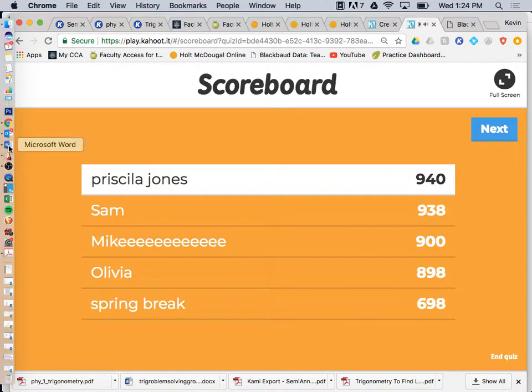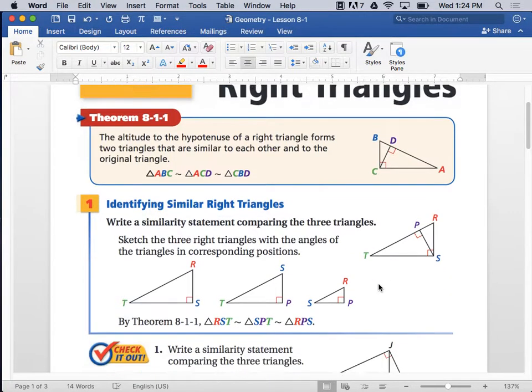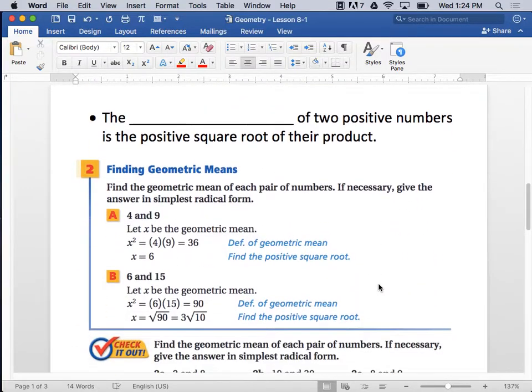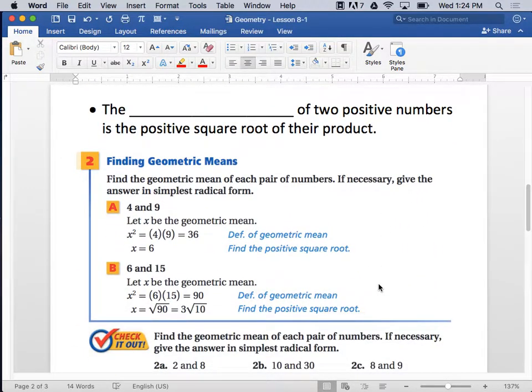Priscilla's in the lead. Nicely done, Priscilla. All right, so next, go flip to your next page. We're done with the Kahoot for now. So flip to the next page in your packet.